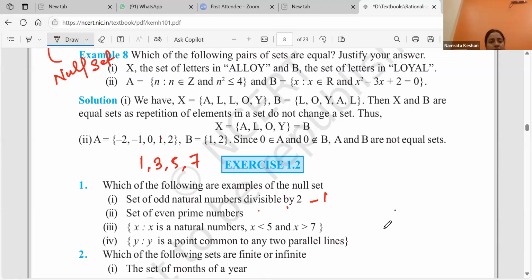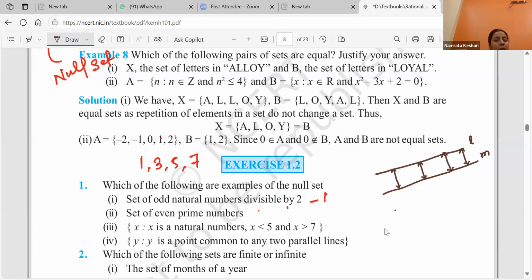Okay. Fourth one: set of all y such that y is a point common to any two parallel lines. Is it infinity? Okay, two parallel lines means line L and line M are parallel with each other, right? Yeah. In these two parallel lines, the distance between them will always be the same. They will never ever meet, right? That's called parallel lines. Now the question is, is there any common point of intersection of L and M?